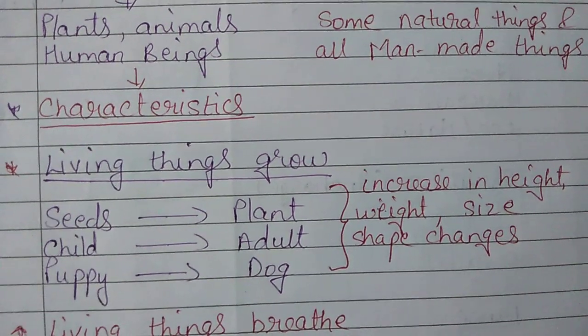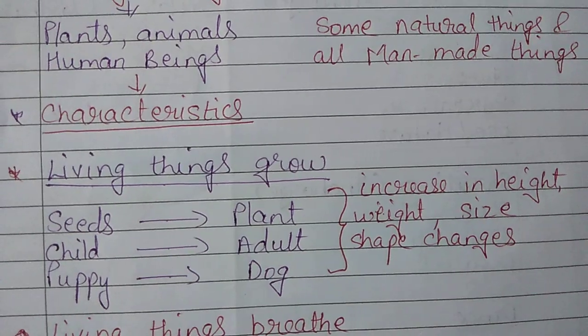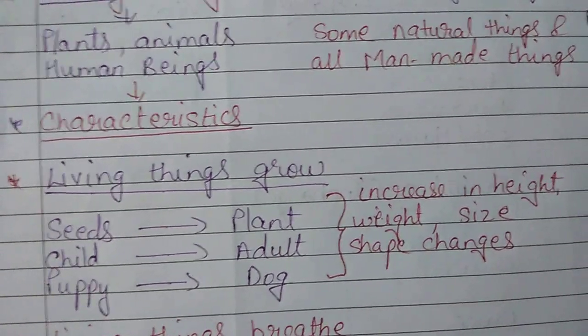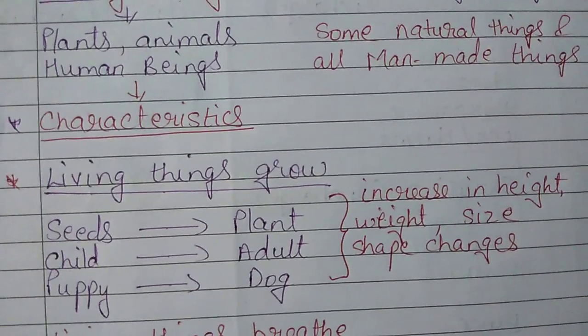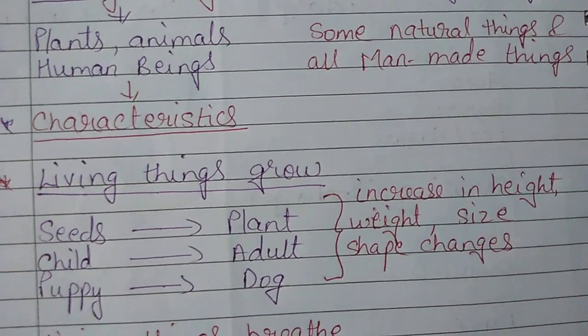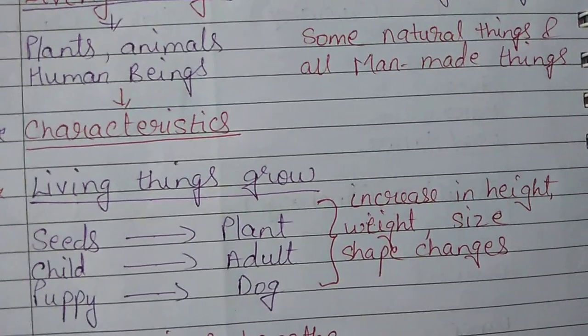So let us see the characteristics of living things in detail one by one. Okay, so the first characteristic that we are going to discuss is that living things grow. Grow means what? What is growth? To grow means there's an increase in the height, the weight, and the size increases and the shape changes.